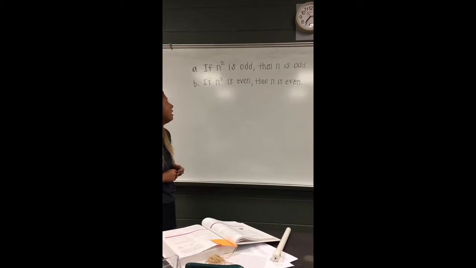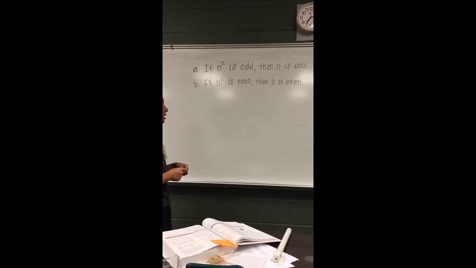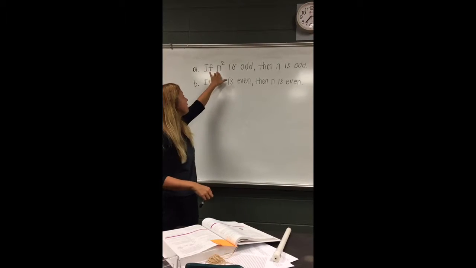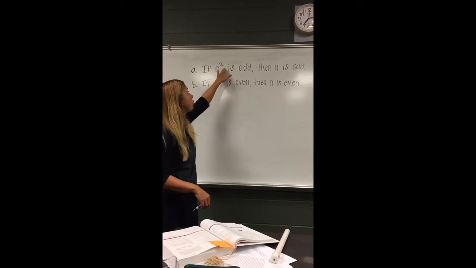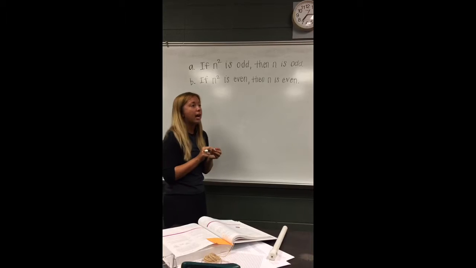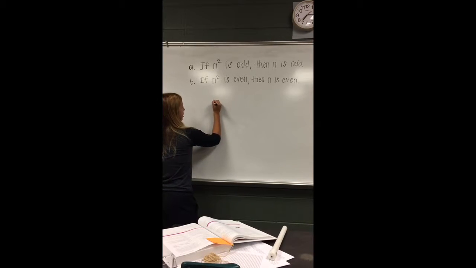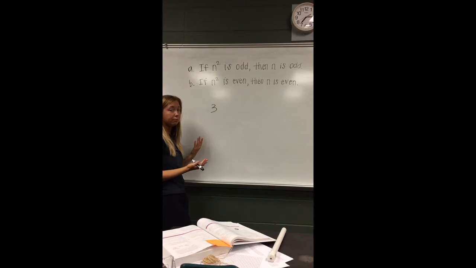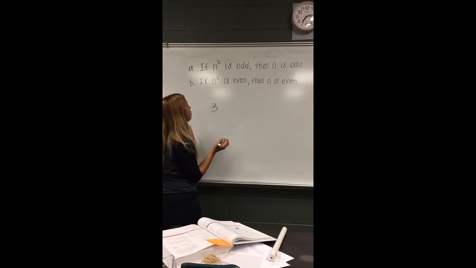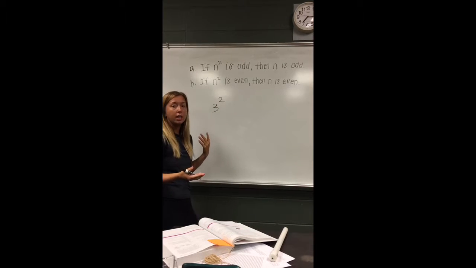Problem A says, if n squared is odd, then n is odd, meaning this number being a natural number squared is odd, then that number should be odd. So first we're going to try it out with, let's do number 3. So I'm using number 3, which is an odd number. To prove this statement true, 3 squared would then have to be an odd number.